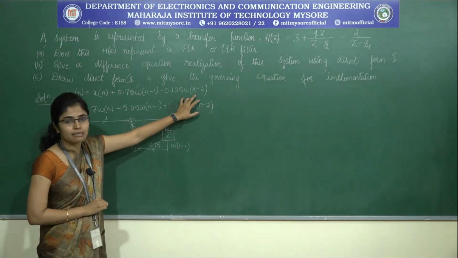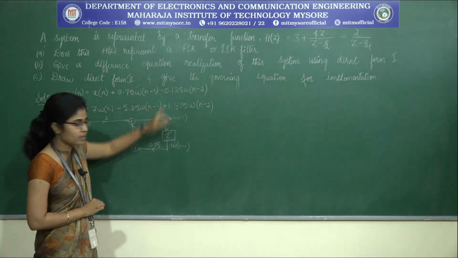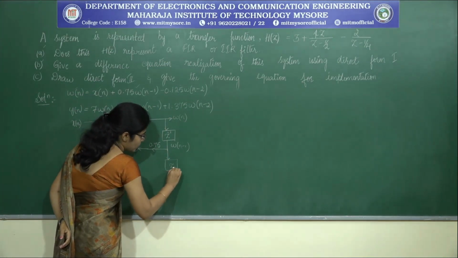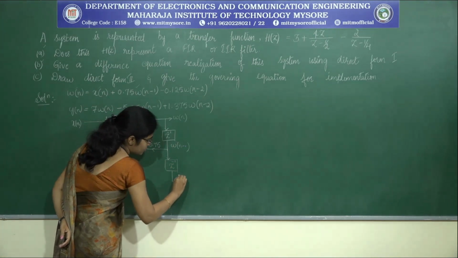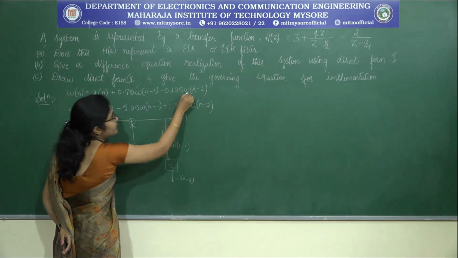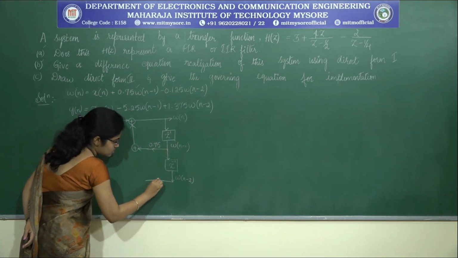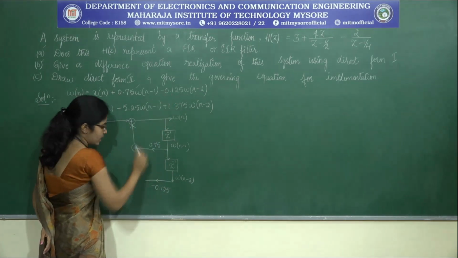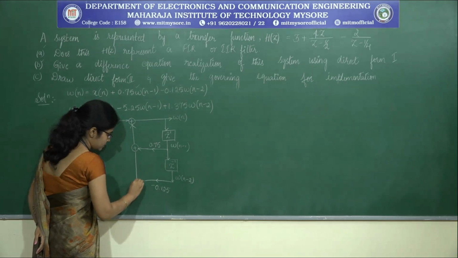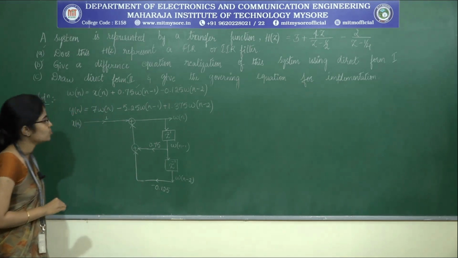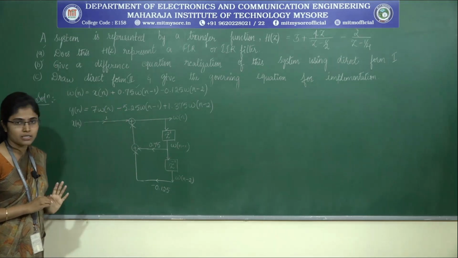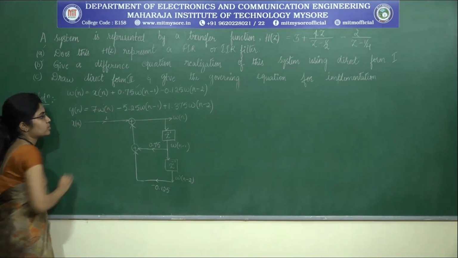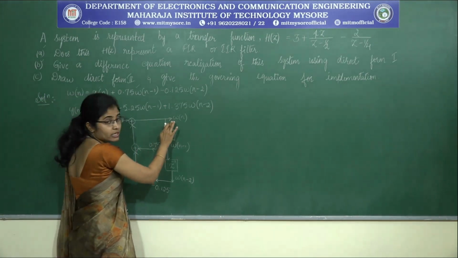Moving on to the third term, it is nothing but the delayed version of w of n minus 1. So, delay this w of n minus 1 again once, gives us w of n minus 2. Multiply this with minus 0.125 and give it to an adder. So, we completed this equation. The first part is done. Okay. Moving on to the second part, here the output is y of n and the input is w of n. So, w of n is here.